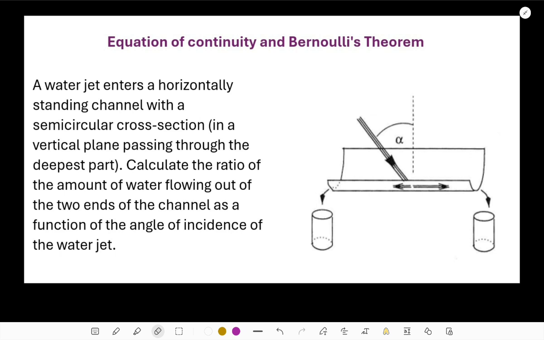But let me read you the statement of the problem first, and it says a water jet enters a horizontally standing channel. You can see here it's something like that, with a semicircular cross section in a vertical plane passing through the deepest part. Of course, I can understand that. Calculate the ratio of amount of water flowing out of the two ends of the channel as a function of the angle of incidence of the water jet.